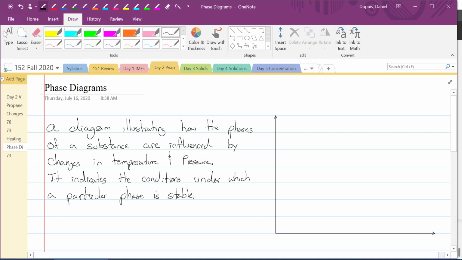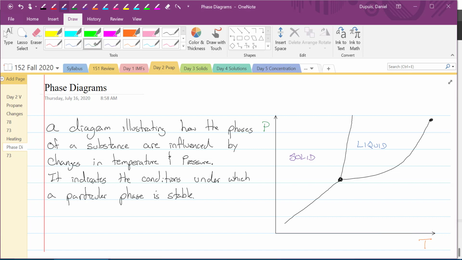Alright, so what does it look like? Okay, I'll have pressure on the y-axis, temperature on the x-axis. We have lines here, and so I'm going to have a line, a point there, a line coming here, and a line coming there to a point. I'm going to have phases. Solid will be over here, liquid, and gas or vapor.